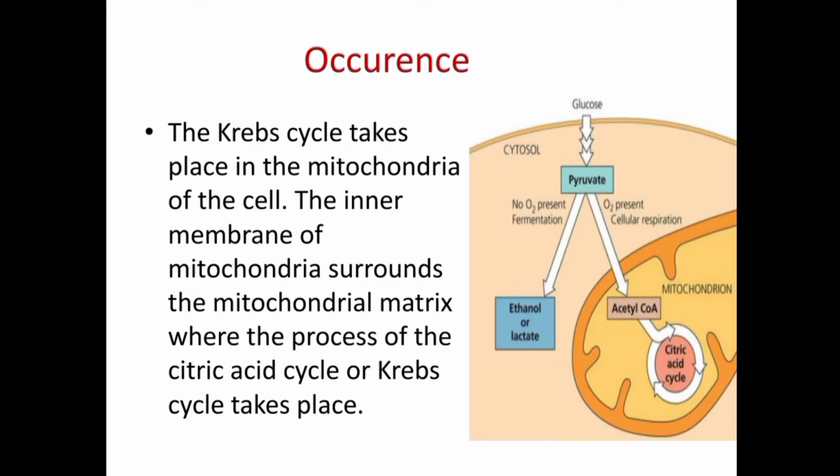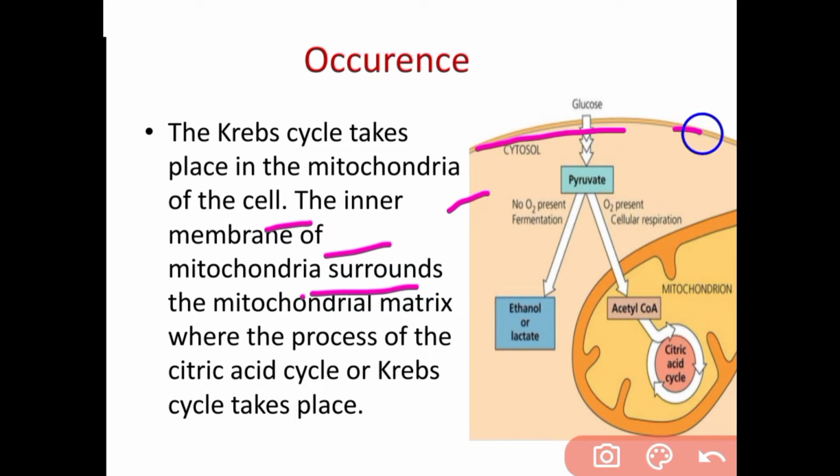Occurrence: where does this Krebs cycle occur? The Krebs cycle takes place in the mitochondria of the cell. The inner membrane of the mitochondria surrounds the mitochondrial matrix, where the process of the Krebs cycle takes place. This is the mitochondria and this is the matrix of the mitochondria.